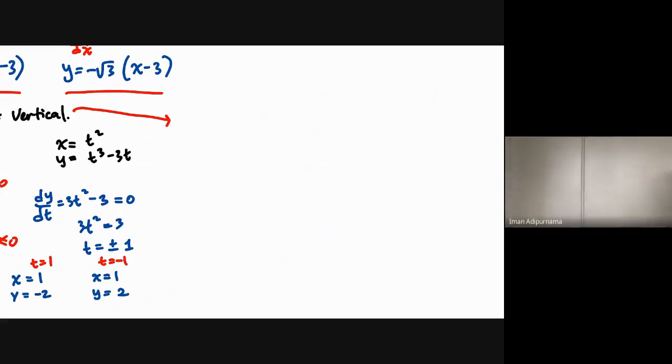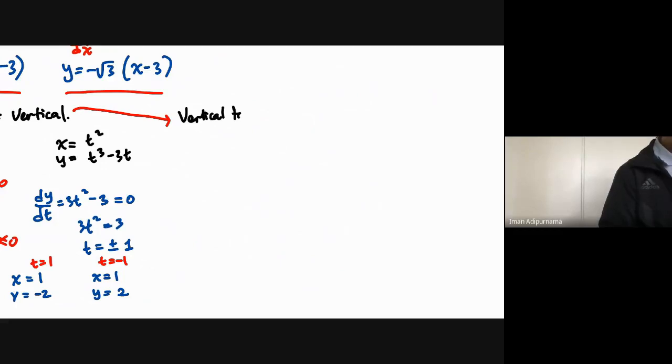So the vertical tangent is this, right? Meaning it's infinity, right? Or undefined if you want. So vertical tangent, dy/dx is undefined.